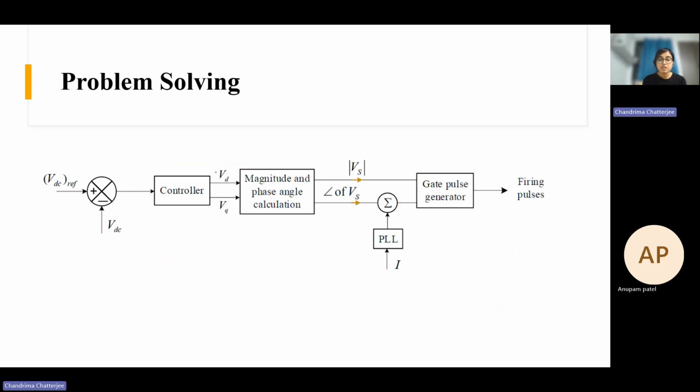And this is the control diagram. This is the VDC reference. Then there is the controller. Two quadrature voltages, this VD and VQ, the direct axis and quadrature axis voltages are generated. Then magnitude and phase angle calculation. This is the magnitude, this is the phase angle. Here comes the contribution of PLL. Then the gate pulses are generated and given to the VSC. This is the control diagram, closed loop control.